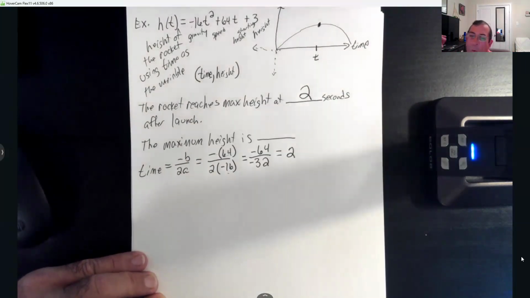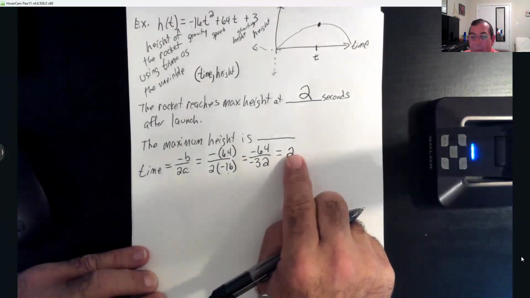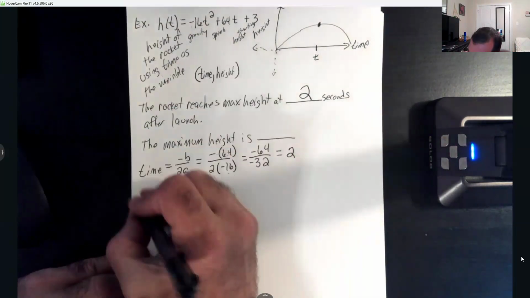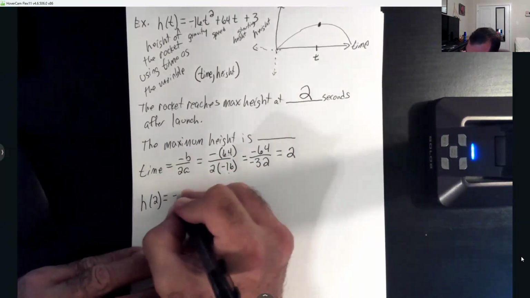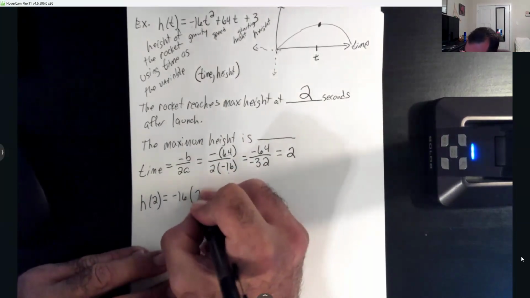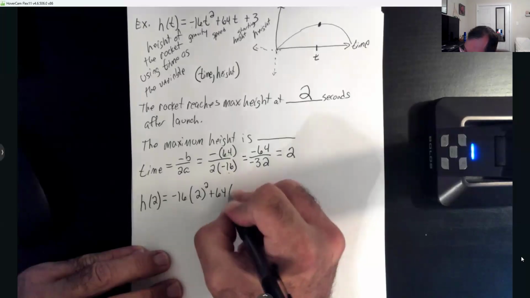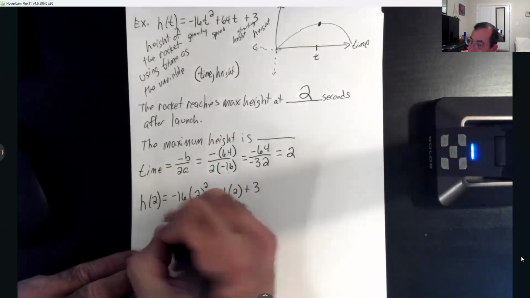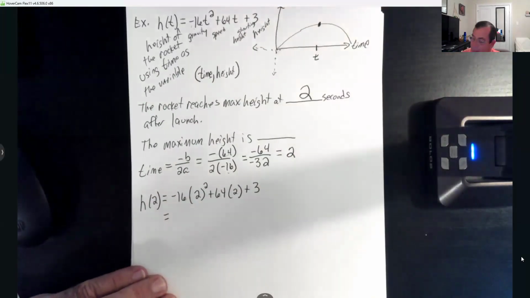So y'all, that rocket went quick. 1001, 1002. It's already at maximum height. So what is the maximum height? That means we got to find h of 2. So that'll equal negative 16 times 2 squared plus 64 times 2 plus 3. Now this one, it will let you do this one as a decimal.